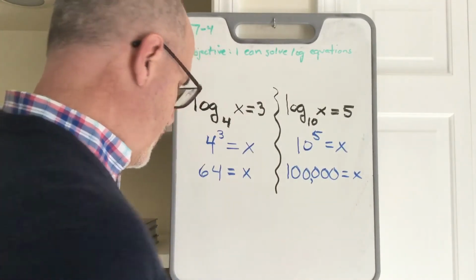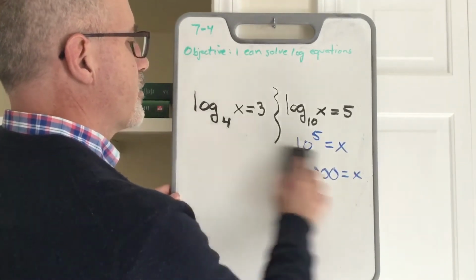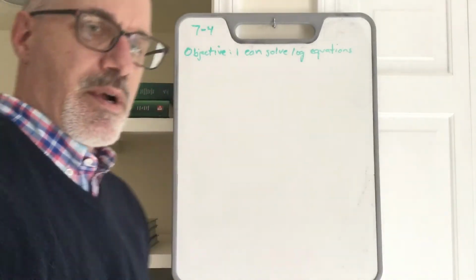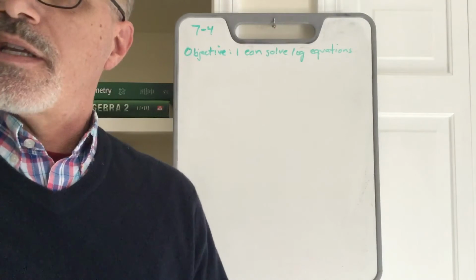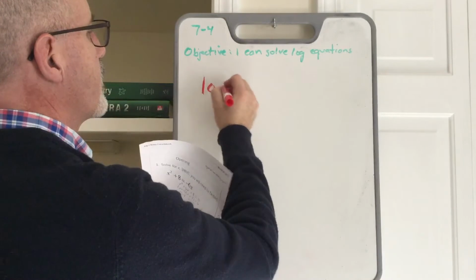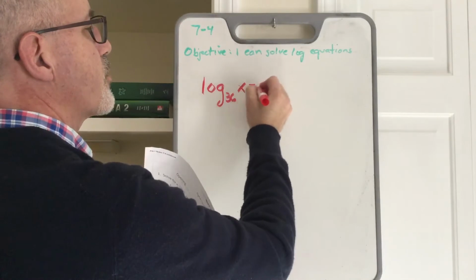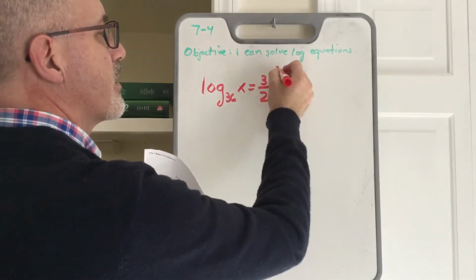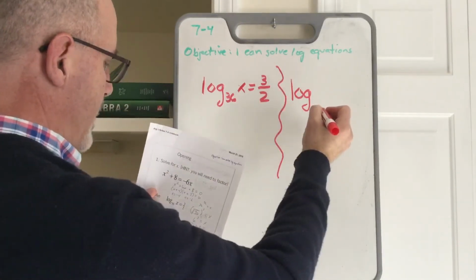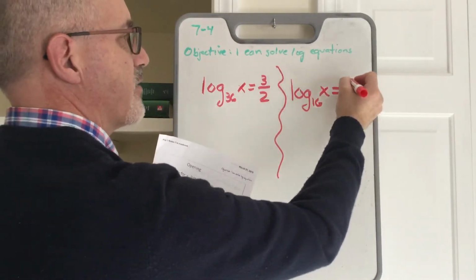All right, let's take those two and make it a little more complicated by involving fractions. Let's try these two problems. The first problem is log base 36 of x equals 3/2. And then we'll try log base 16 of x equals 5/2 and see how we do with that.